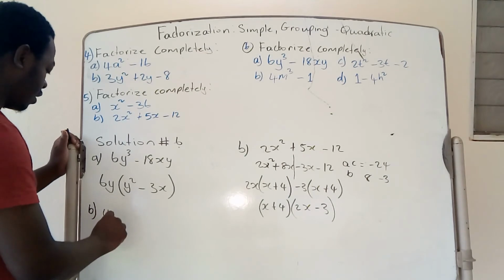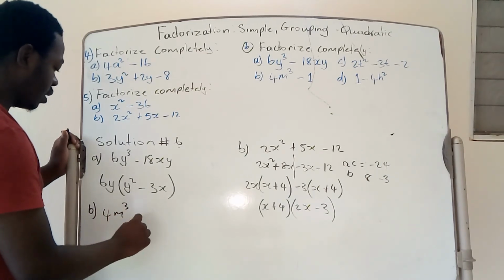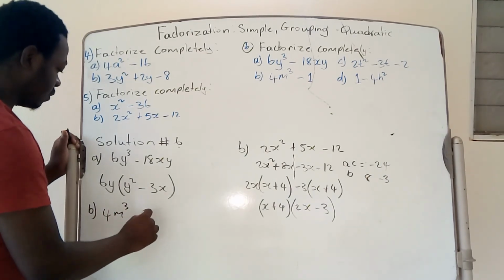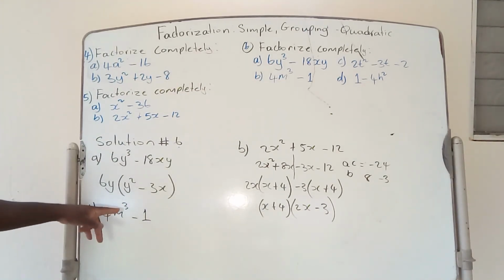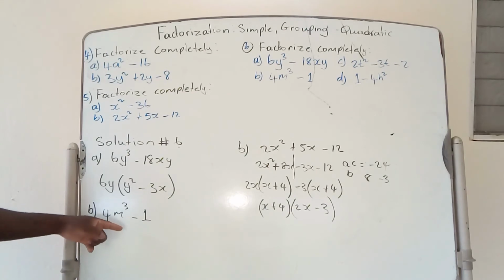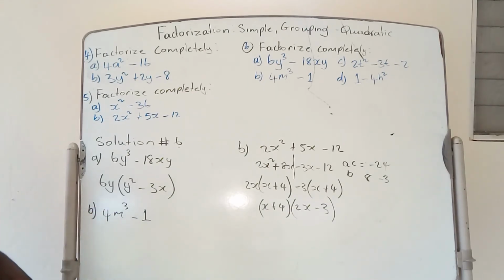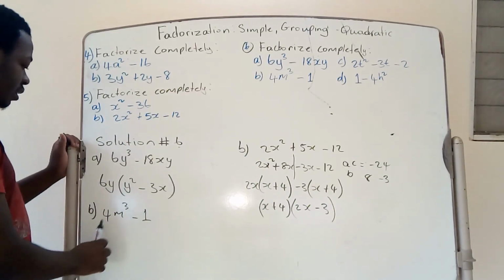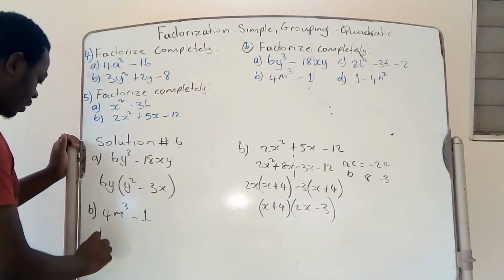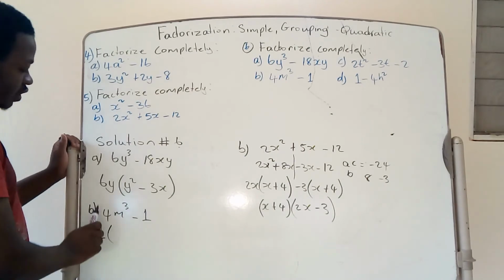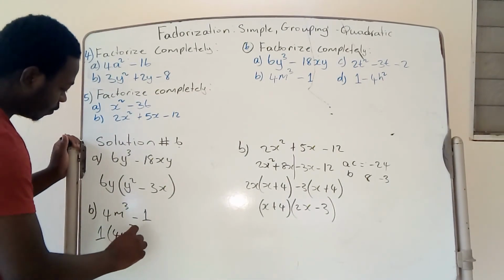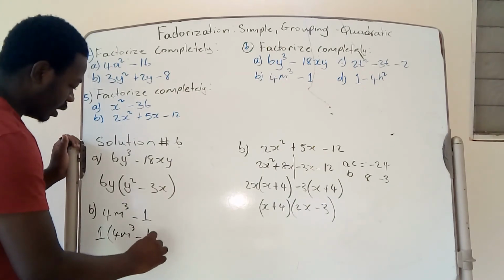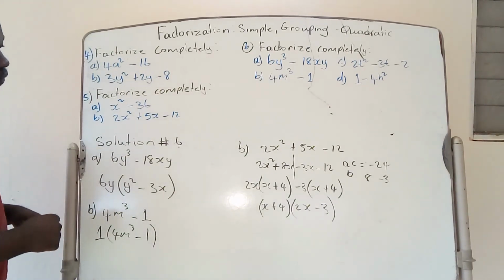we have 4m cubed minus 1. Now, because this is a cube and not squared, this is not a difference of two squares. So what is common between these terms? 1 is common, so we can factor out 1. Factor out 1 out of the first term, that gives us 4m cubed minus 1. Okay?